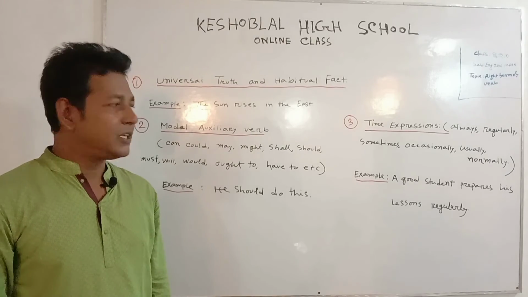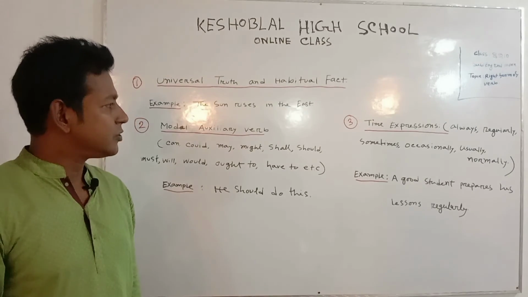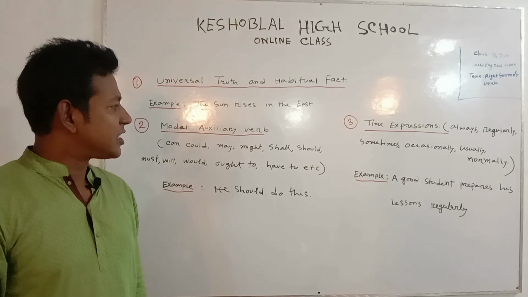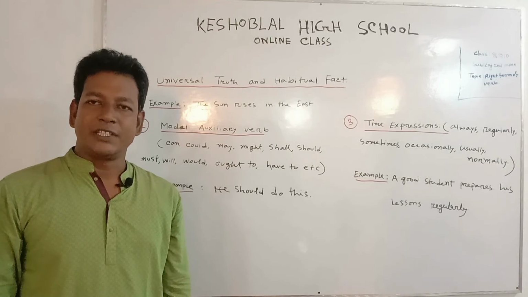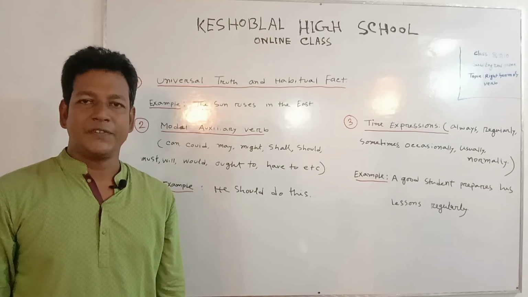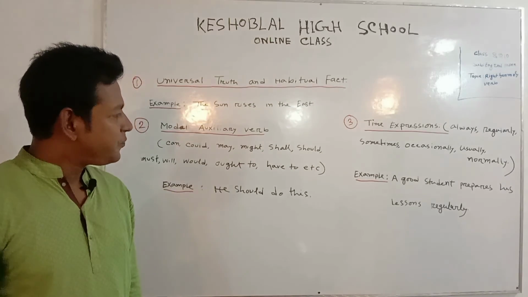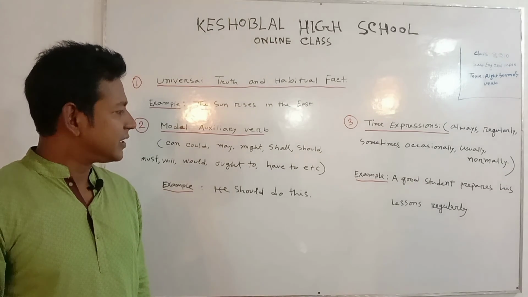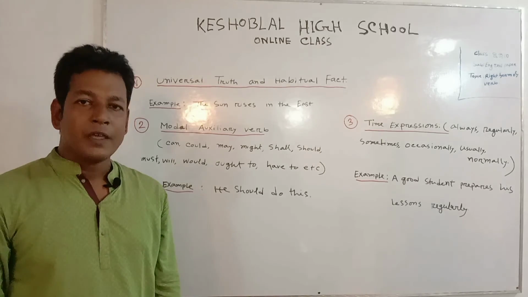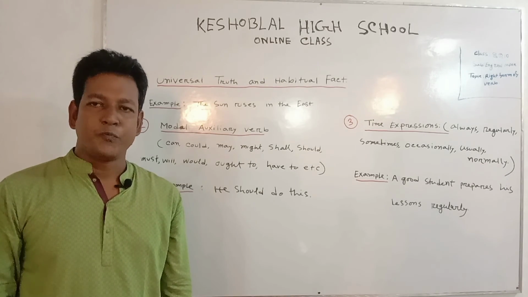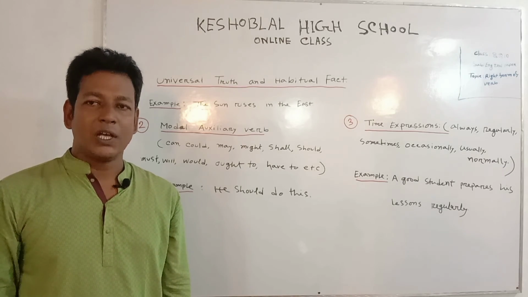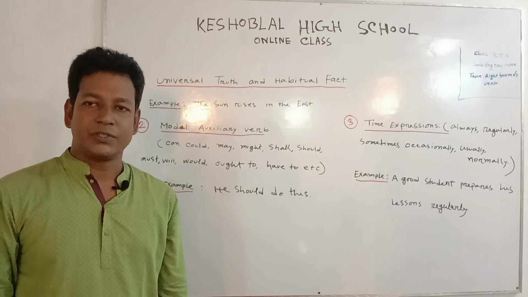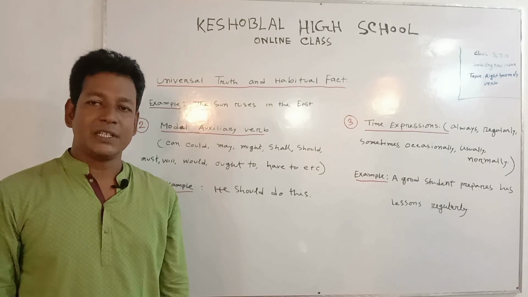And last one, number 3, time expressions. Always, regularly, sometimes, occasionally, usually, normally. Always follow the present simple tense, that is present indefinite tense. For example, a good student prepares his lessons regularly. Here in this sentence, what can we see? Regularly has been used in this sentence. That's why it's a present simple tense.